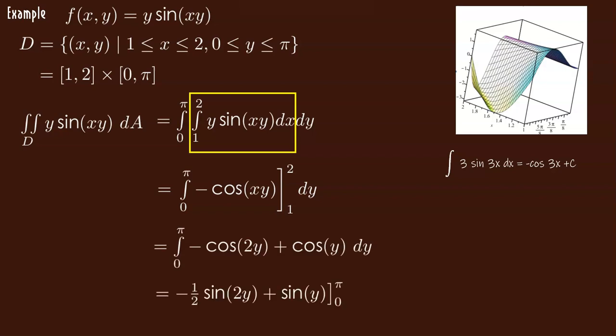Integrating again, I get this. If I plug in pi, I will get 0. If I plug in 0, I will get 0 because sine of 0 is 0, and sine of pi is 0, sine of 2 pi is 0. Well, how unfortunate, the answer is 0. That means the volume above the plane is the same as the volume below the plane.